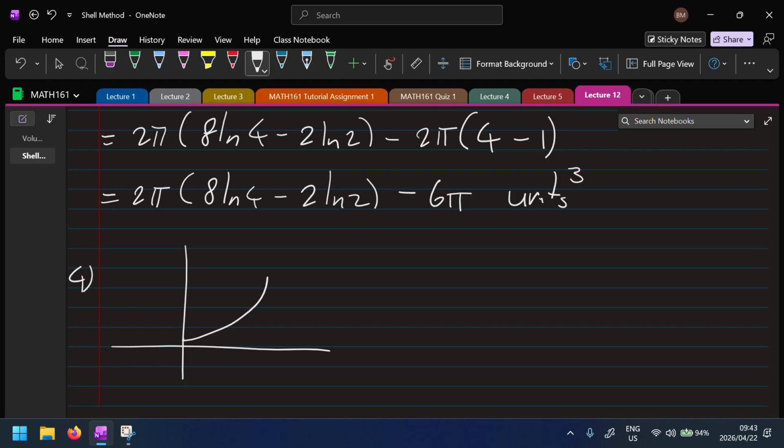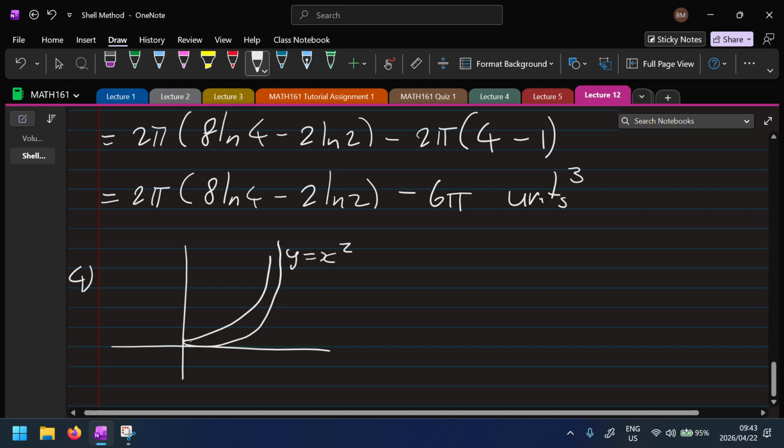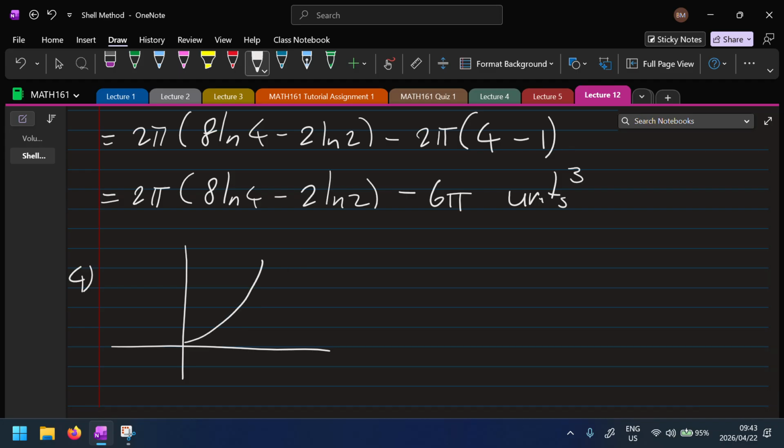So we have two curves, y equals x squared, and y equals x cubed. Okay, so that's our bounded region. So it's above y equals x cubed, but below y equals x squared. And we want to rotate this around the axis x equals 1.